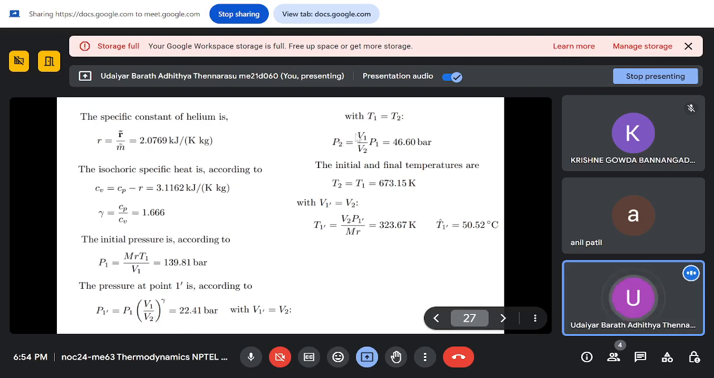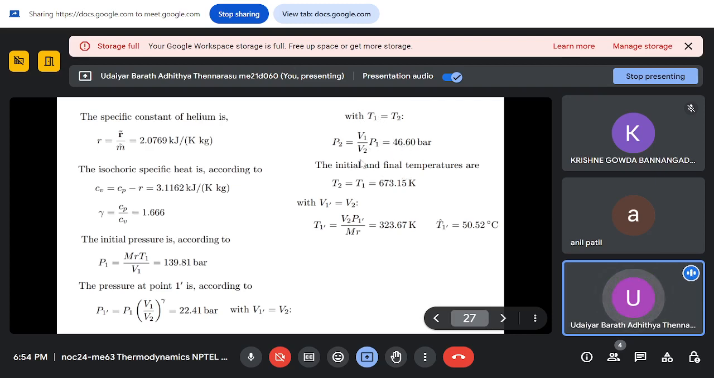Now next, 1 to 2 was an isothermal process. So we know the temperature at 1 and the temperature at 2 is the same, so T1 is equal to T2. Then for the pressure at state 2, we know the pressure at 1 and the pressure at 1 dash. So you can either use the constant volume process between state 1 dash and 2, or 1 to 2 as an isothermal process. So we are considering the isothermal process way.